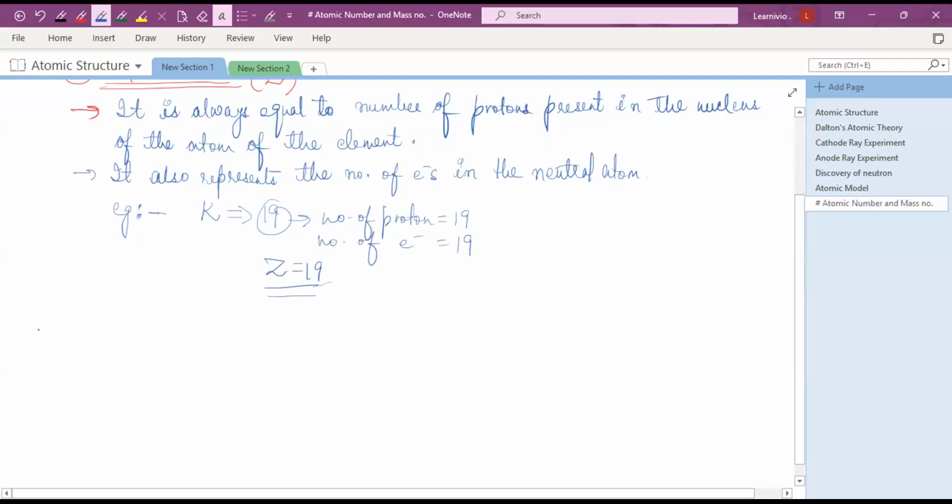Right. Now see, second is the mass number, which is denoted by capital A. Right. So the neutrons and protons present in the nucleus of an atom are collectively known as what? Nucleons. Right? Neutrons plus protons are collectively known as nucleons.